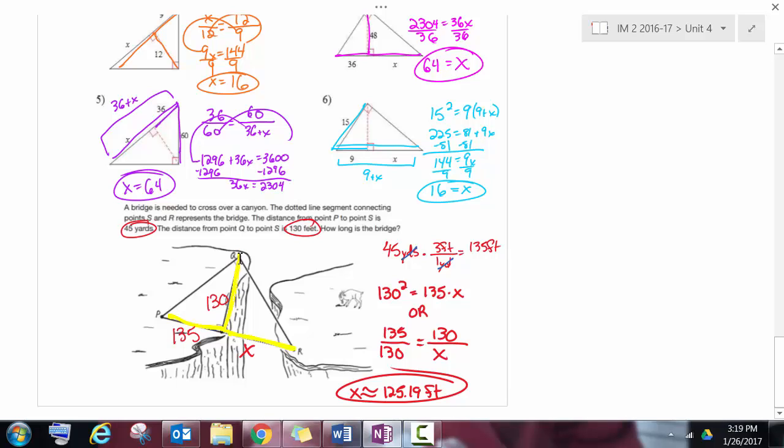So again, we can travel from our right angle of our big triangle. So 130 is going to be between the two directions I can go. 130 is going to be between 135 and x, and that's what we have down here. Or we can just remember the formula, the altitude squared, 130 squared, is equal to part times part, which is what I did here. Either way, you're going to get the same thing, and x is about 125.19 feet. And that's our geometric mean.